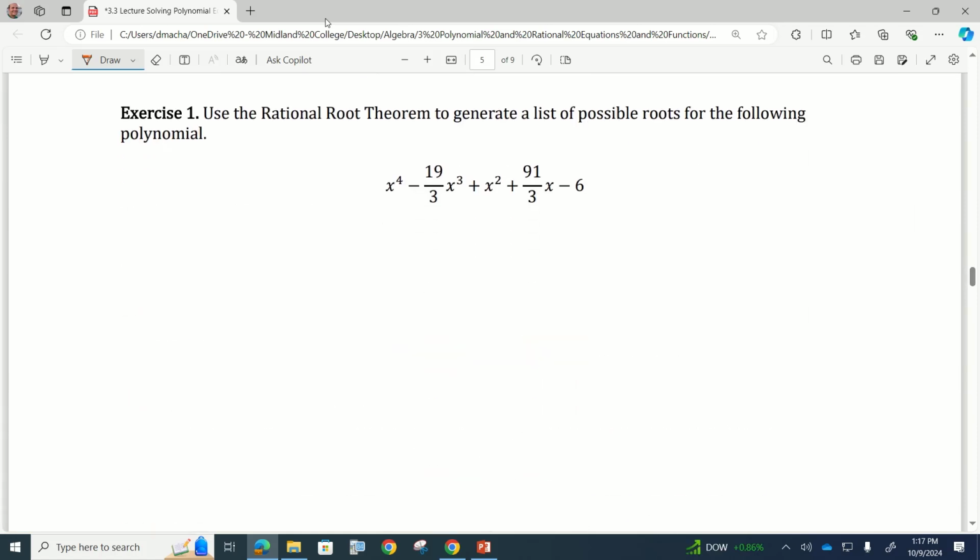We're going to do another one just like that. It says, use the rational root theorem to generate a list of possible roots for the following polynomial. And here's a question. Can I use the rational root theorem on this polynomial?